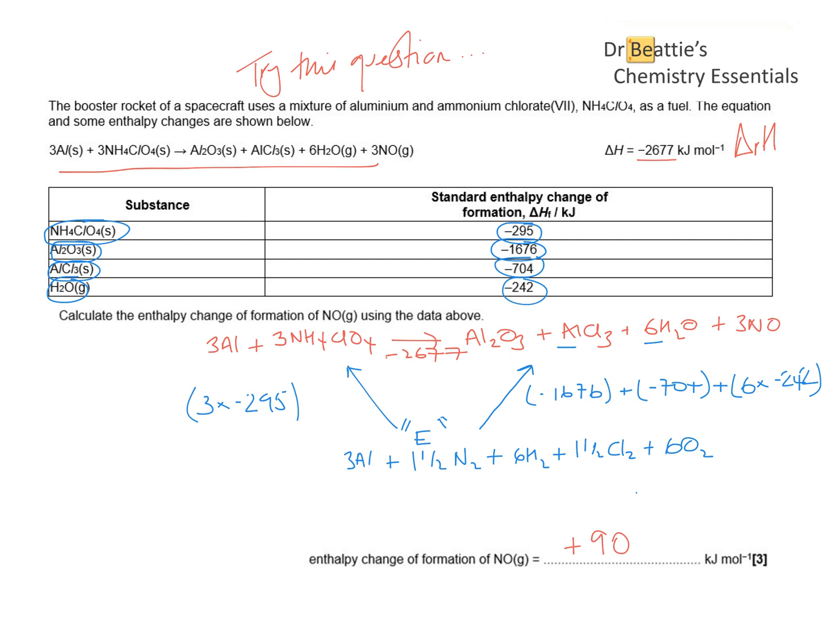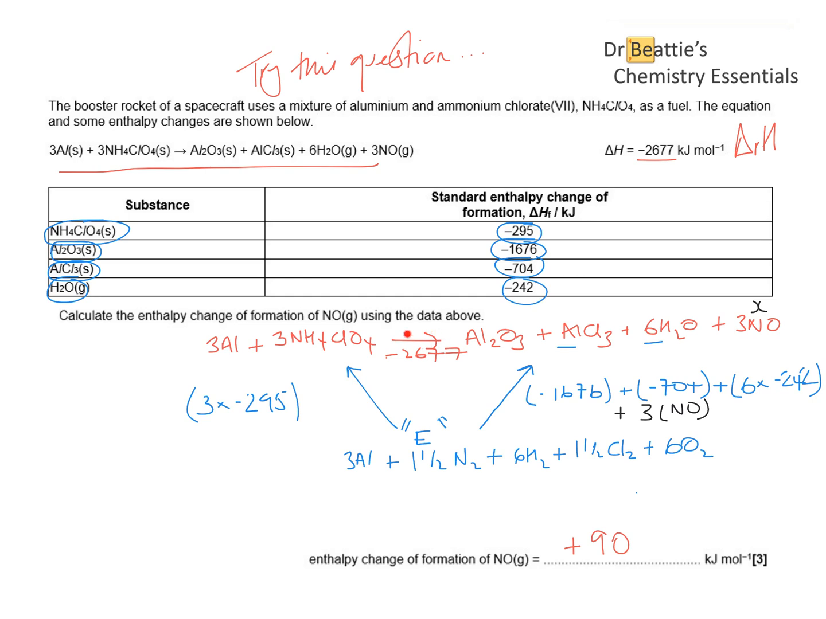And then the thing that we're interested in is the enthalpy of formation for the NO. So this is going to be plus 3 NO. Now, if you want to think of this as an algebraic expression, then you can make NOx. So this could also be seen as 3x.